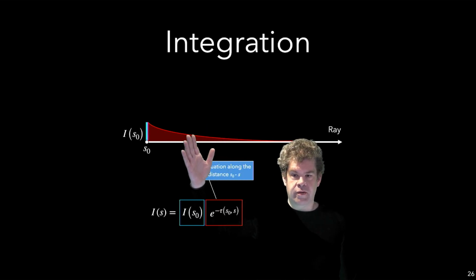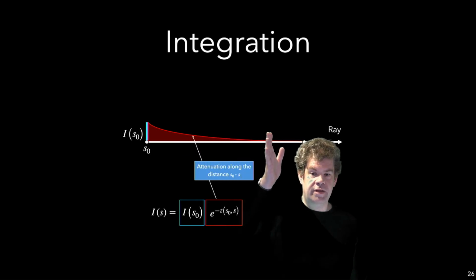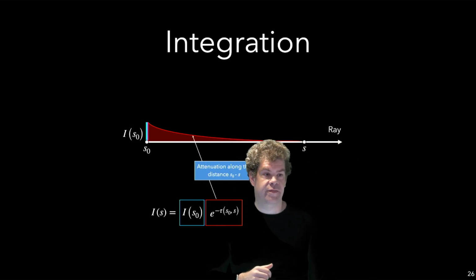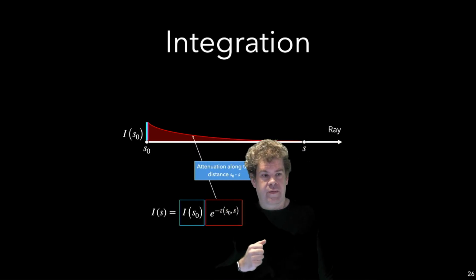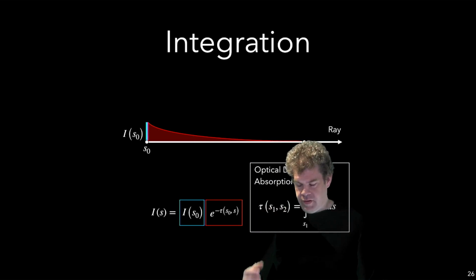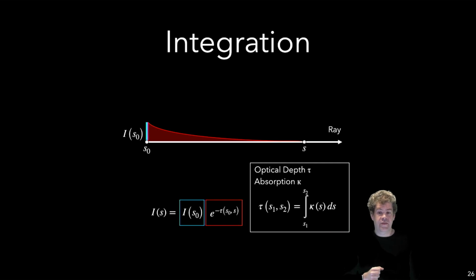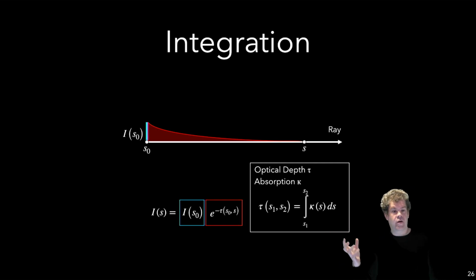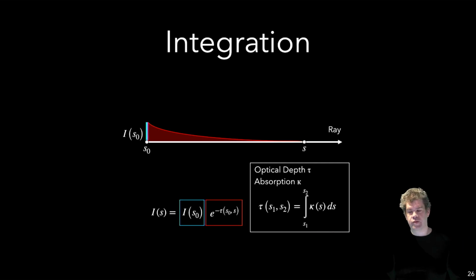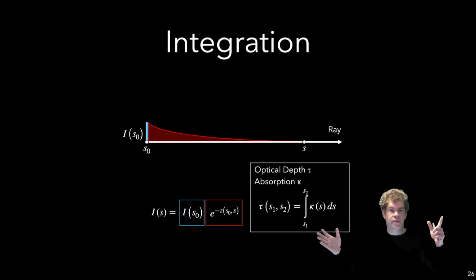When I look here, I get about half the brightness, and here there's almost none left. Okay, so what is this? Let's look at this tau a little more closely. I gave it two parameters, basically an entry point and an exit point. I said tau from, say, S1 to S2, where S1 is the entry point and S2 is the exit point.